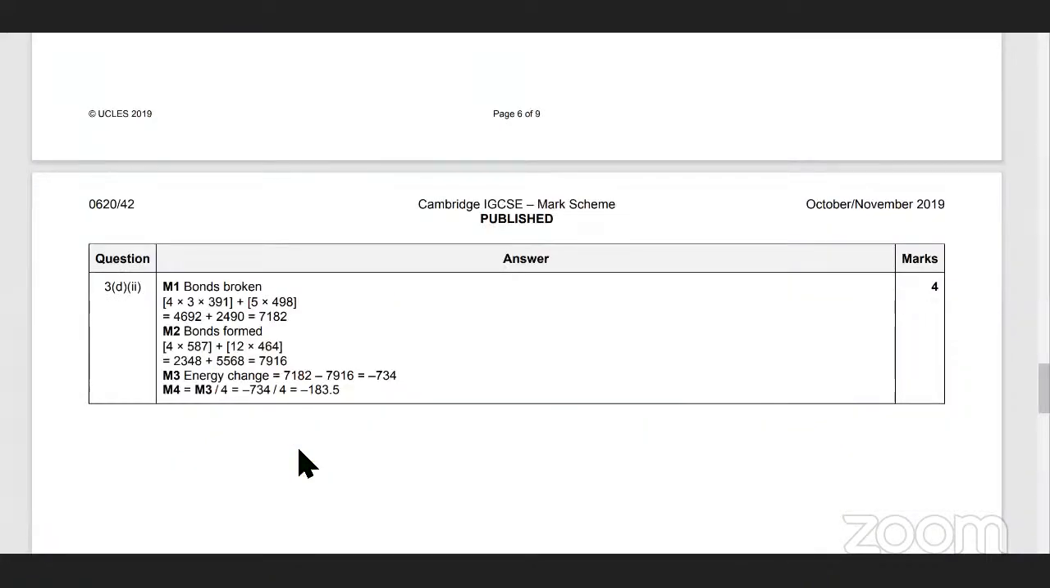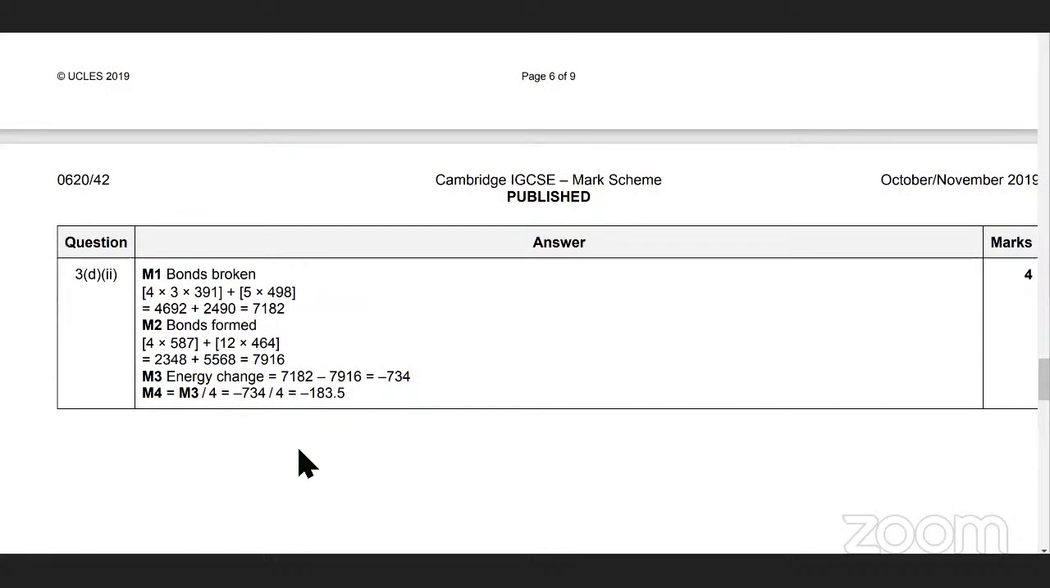Now here you can see the marking scheme. I think our answers, 7916, both of them are correct. The only difference is that he did not divide by 4 initially. In the final part, the final answer is being divided by 4. We've started dividing by 4 initially because he was talking about 1 mole of NH3. So I did that over here.